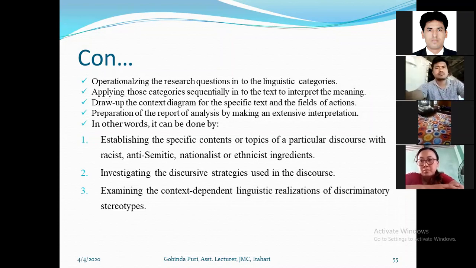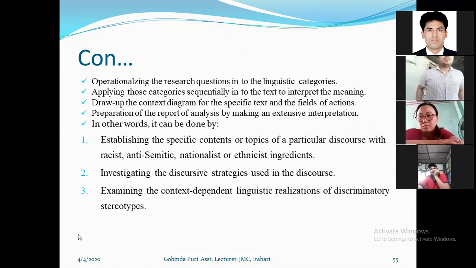After making the categories or themes, we can draw the diagram. So establishing the specific contents and topics of the particular discourse with racist, anti-Semitic, nationalist or ethnicist ingredients, those kinds of contents we can generate from the data, and investigating the discursive strategies used in the discourse. So examining the context dependent linguistic realization of these discriminatory stereotypes, we can do it. So this is how I finished talking about the historical approach to discourse analysis.